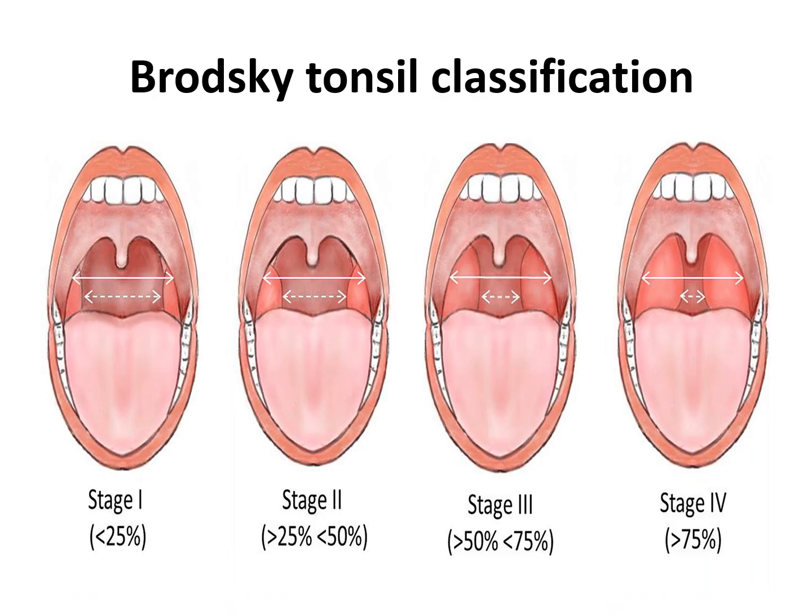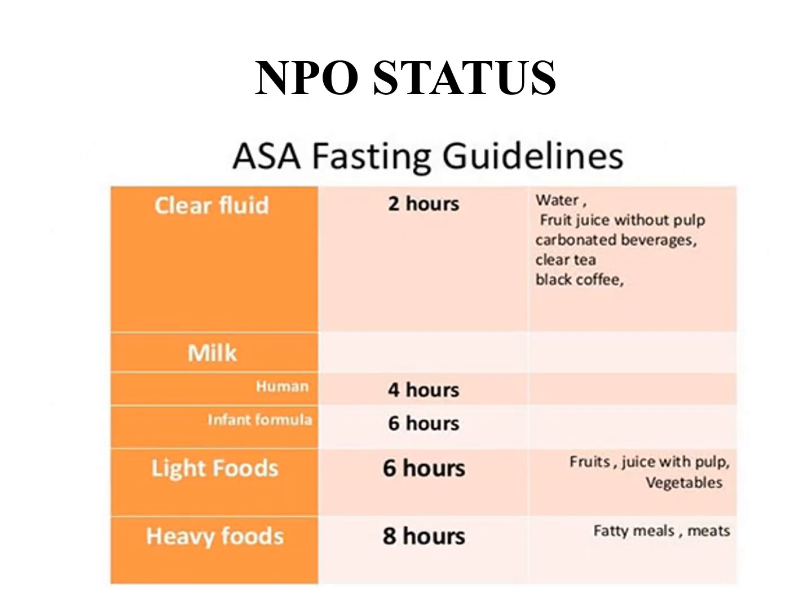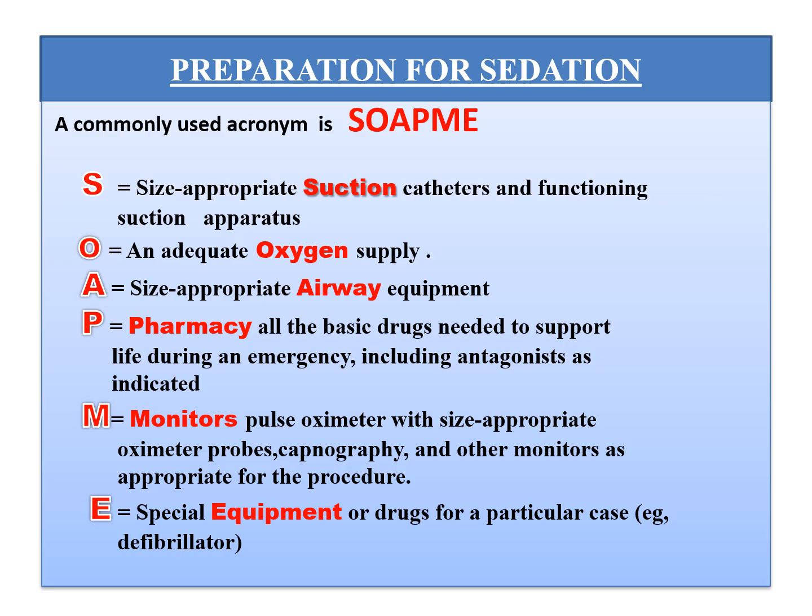These are the tonsil classifications. Stage 1, if the obstruction is less than 25 percent, they are suitable and good cases for sedation. Stage 2, if obstruction is more than 25 and less than 50 percent, is also a good category. Stage 3 and stage 4 are best suited for GA cases, not for sedation. This is nil per oral status, the ASA fasting guidelines. Clear fluid should be 2 hours, milk and human infant formula 4 to 6 hours, light food 6 hours, and heavy food 8 hours.